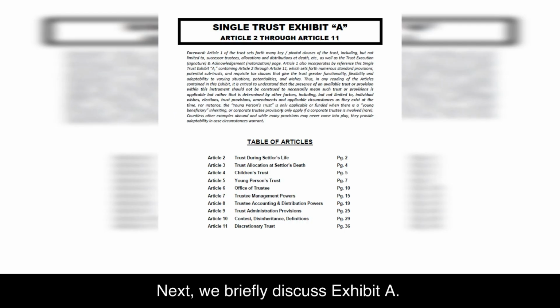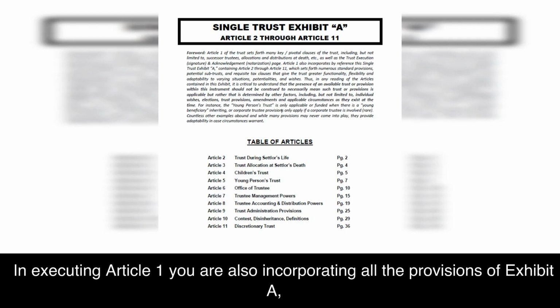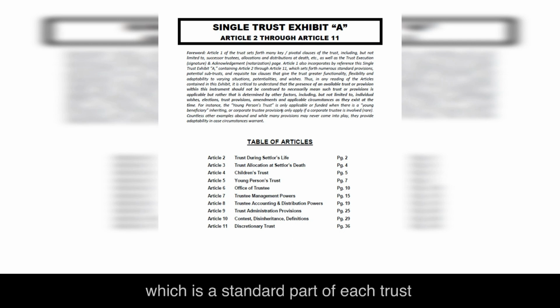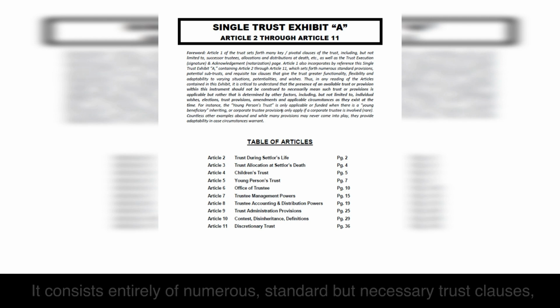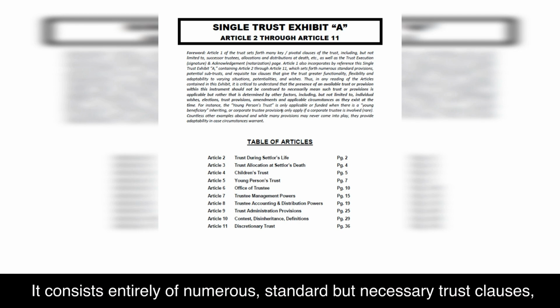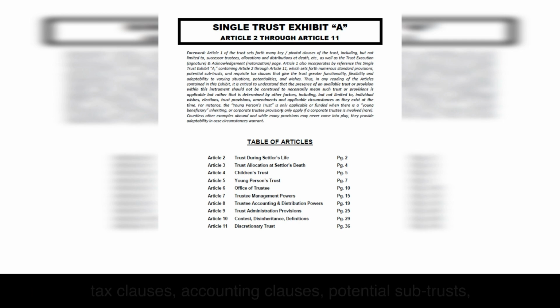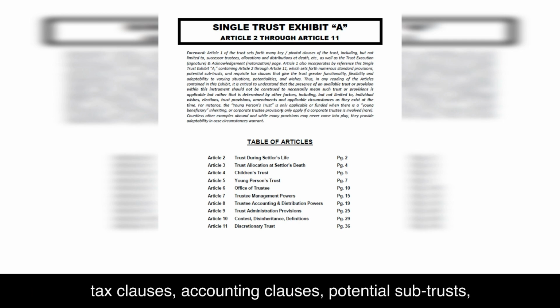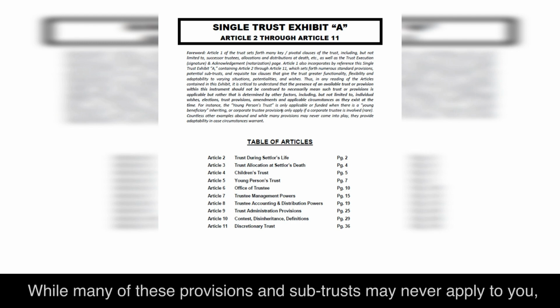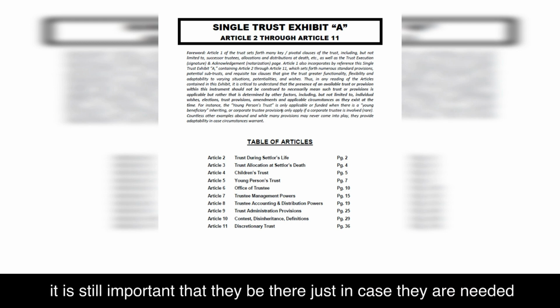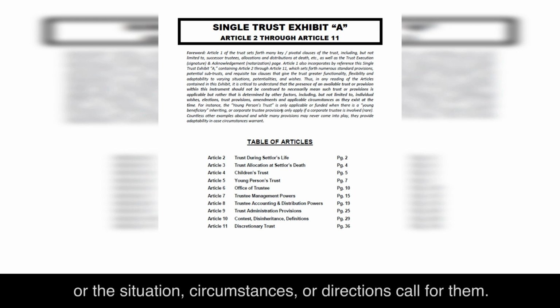Next, we briefly discuss Exhibit A. In executing Article 1, you are also incorporating all the provisions of Exhibit A, which is a standard part of each trust containing all the other major articles of the trust. It consists entirely of numerous, standard but necessary trust clauses, tax clauses, accounting clauses, potential subtrusts, and other supporting language. While many of these provisions and subtrusts may never apply to you, it is still important that they be there just in case they are needed or the situation, circumstances, or directions call for them.